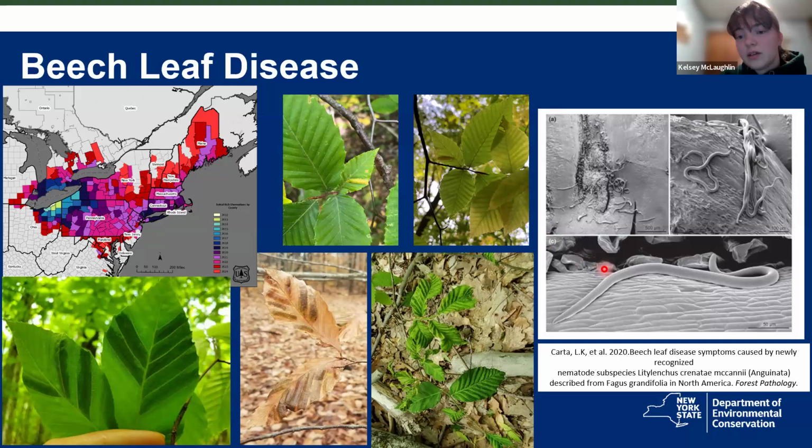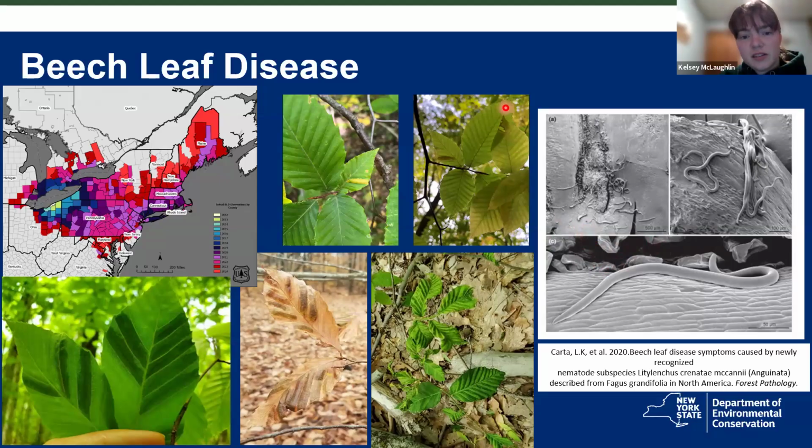And so its nearest known relative is in Japan. So they think maybe that's where it came from, but there are researchers trying to figure out where exactly this disease came from.